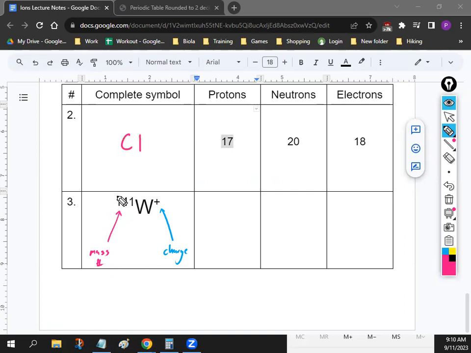Next, we want to figure out the mass number. So the mass number is going to be the protons plus the neutrons. So 17 plus 20 gives you 37. So we're going to put 37 on the top left.